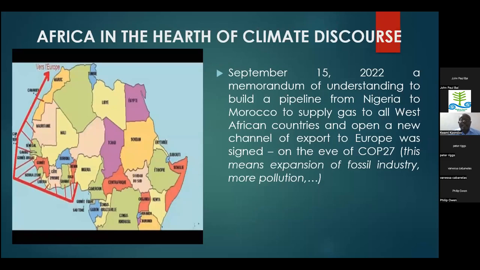As we are discussing moving from fossil fuels to renewables, for instance, the leaders in Africa are still maintaining business as usual. In September, for instance, on September 15, a memorandum of understanding to build a pipeline from Nigeria to Morocco was signed by the leaders of ECOWAS, including the heads of state of ECOWAS. It links to the Maghreb pipeline and would ship the gas to Europe. It means that the fossil fuels industry is still expanding in Africa. But we are saying we need to move from fossil fuels.